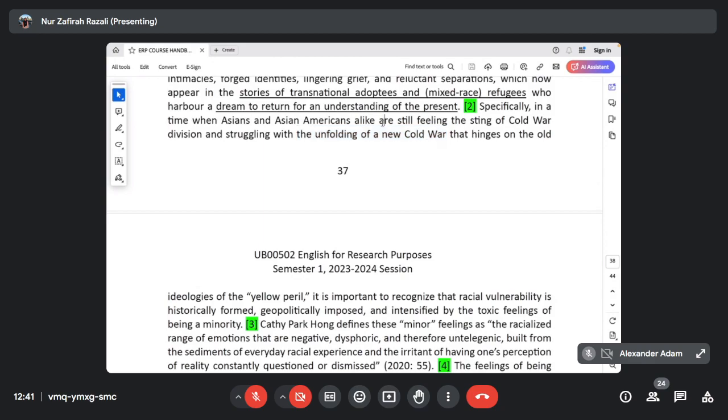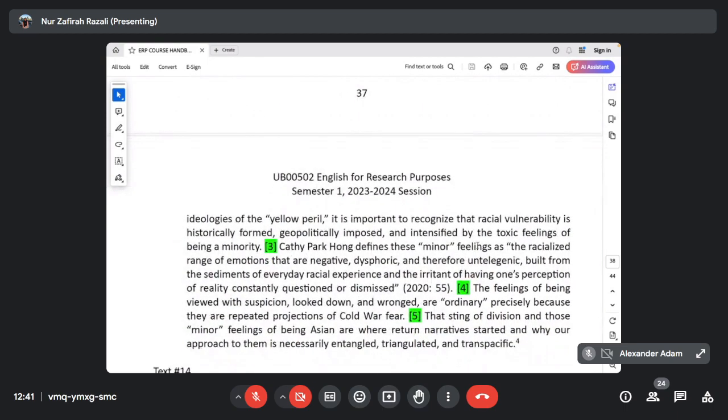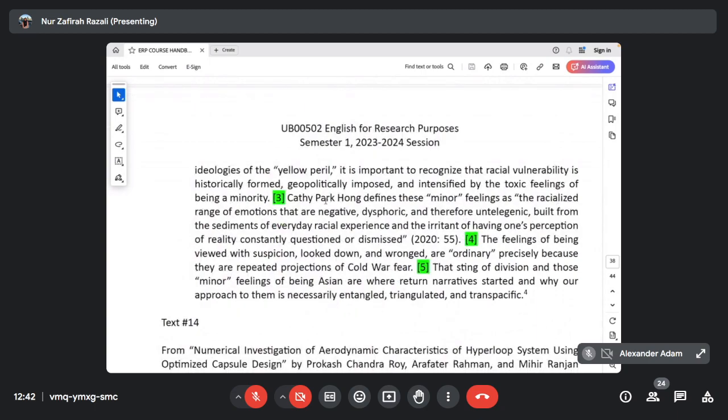Okay. What else? The old ideologies of the Yellow Peril. Right? Is that it? The toxic feelings of being a minority. Okay, so these are all nominal phrases. Now, 3: Katie Park Hong defines these minor feelings as a racialized range of emotions that are negative, dysphoric, and therefore antelogenic, built from the sediments of everyday racial experience and the irritant of having one's perception of reality constantly questioned or dismissed.